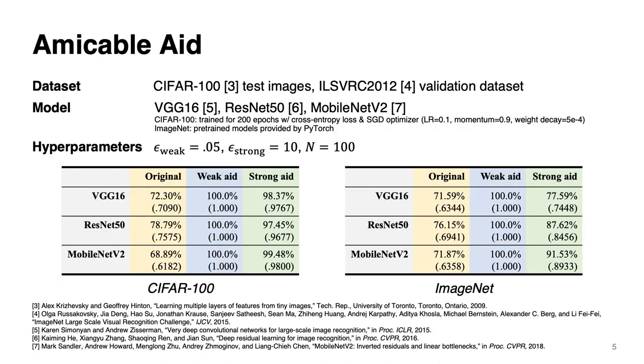The following tables show the classification accuracies for the test images of CIFAR-100 and the validation set of ImageNet before and after the application of weak and strong aids. It is observed that the aids significantly improve the classification performance, showing near-perfect or perfect classification accuracies and confidence scores.